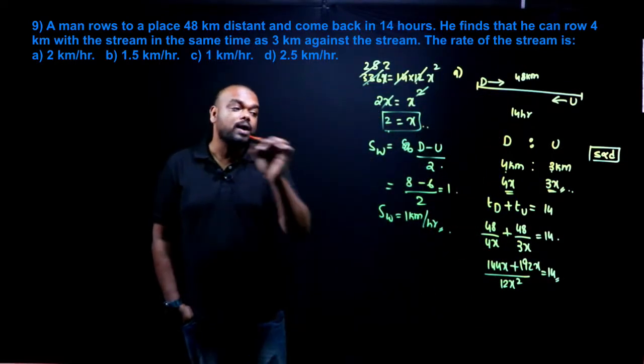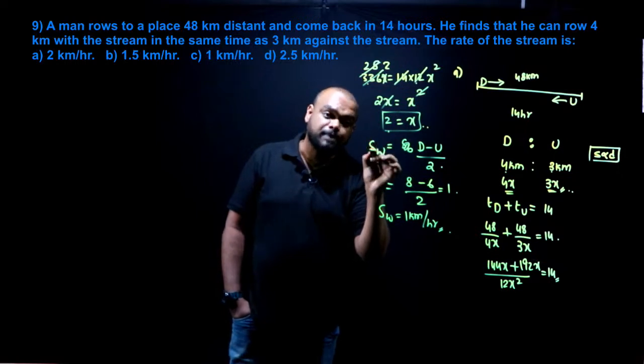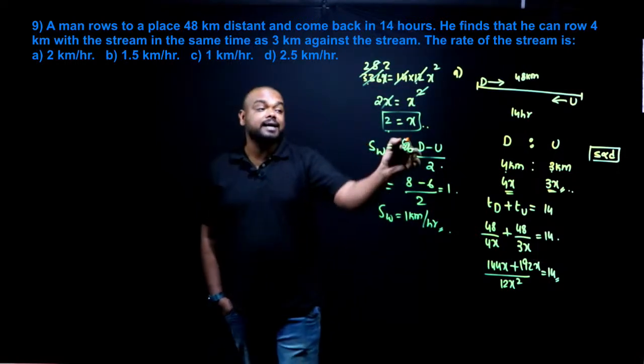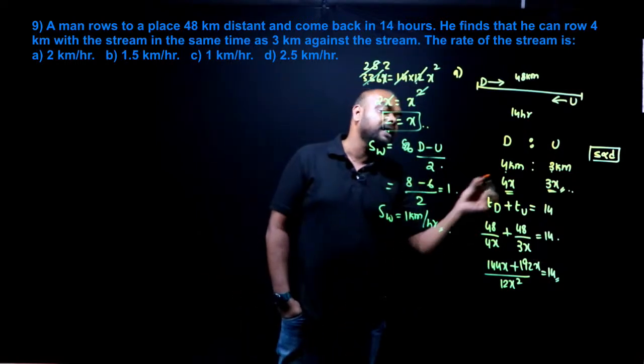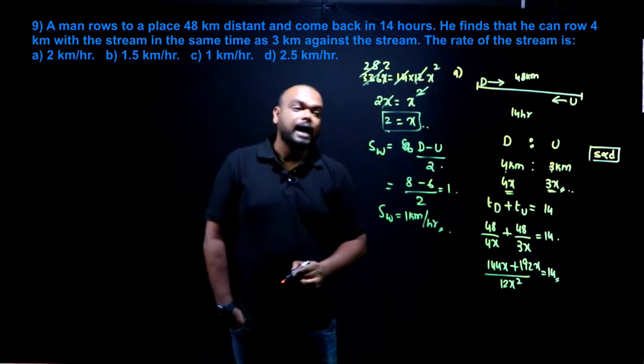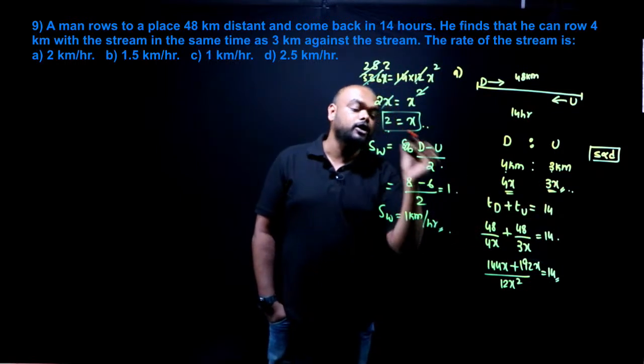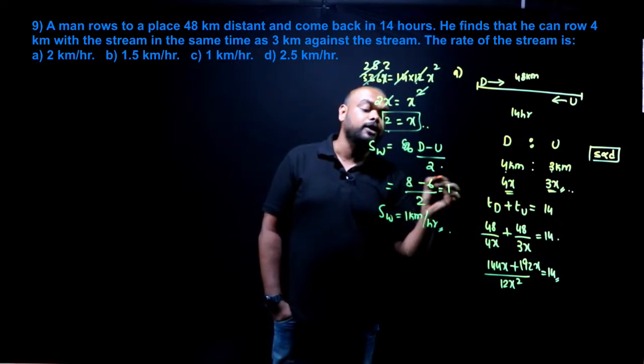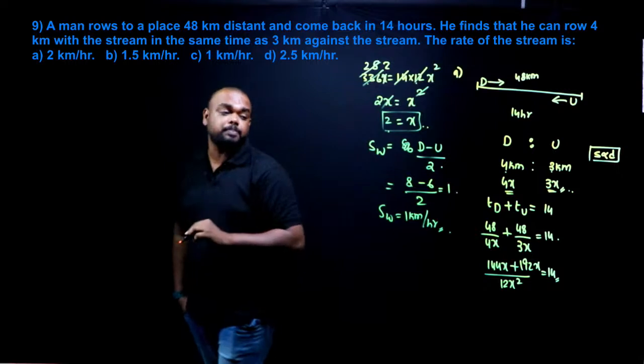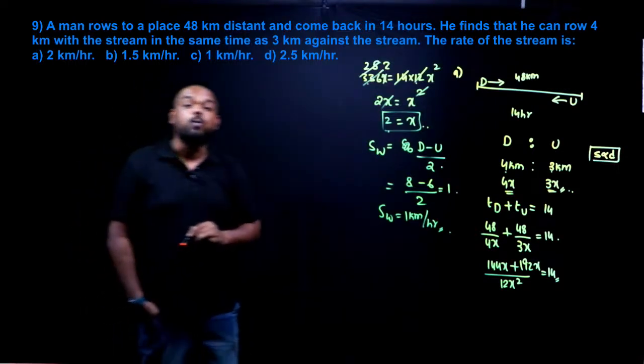But what do I want? I want SW, the speed of stream or speed of water. How do I calculate that? D minus U by 2. I know my D is 4x, and 4x is 4 into 2, 8. I know my U is 3x, that is 3 into 2, 6. 8 minus 6 divided by 2 should give us 1. 1 kilometer per hour is the speed of water.